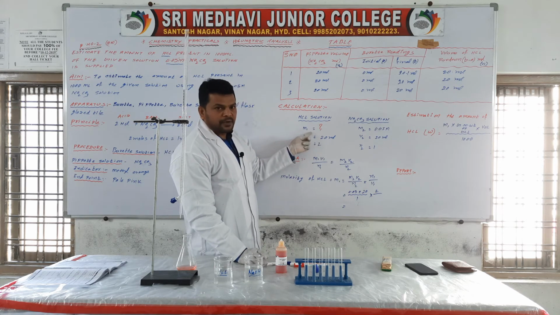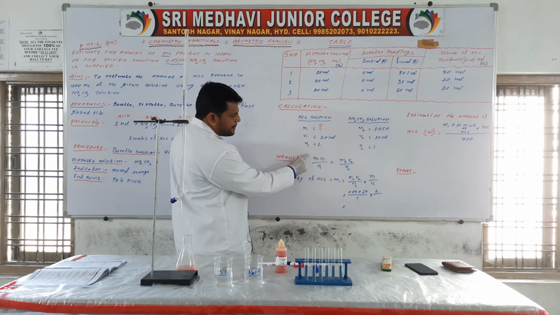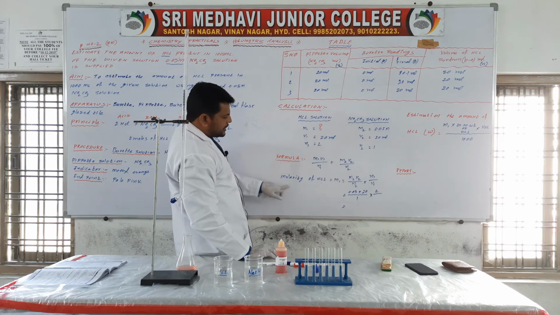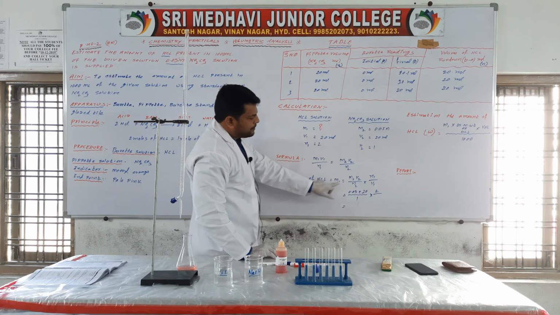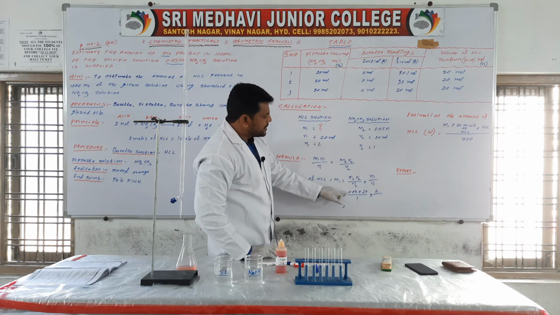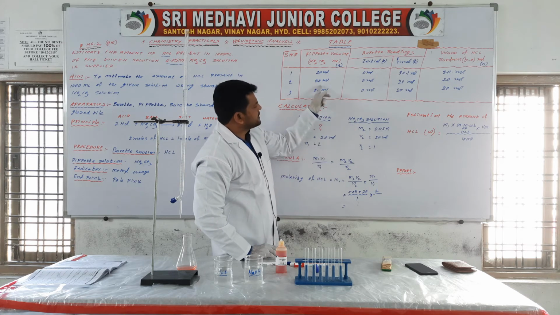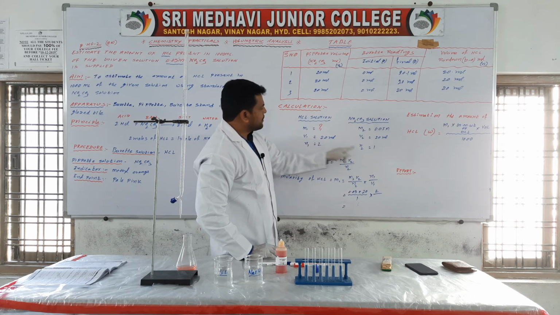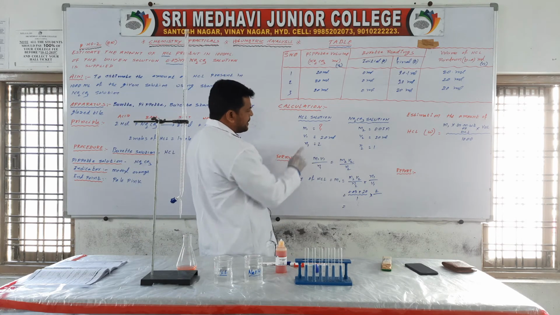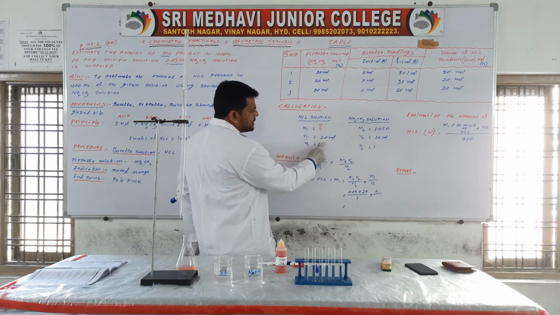Then you may find M1. M1 means molarity of HCl. The formula we are using is M1V1 by N1 equal to M2V2 by N2. Then molarity of HCl, M1 equal to M2V2 by N2 into N1 by V1. So 0.05 is M2, the molarity of sodium hydroxide, with the volume of sodium hydroxide taken by pipette. Next, the number of moles of sodium hydroxide is 1. Then the number of moles of HCl is 2. Then V1 is 20 ml.